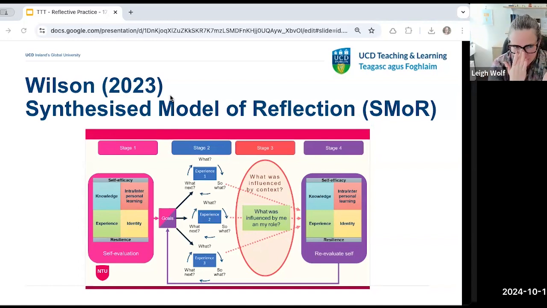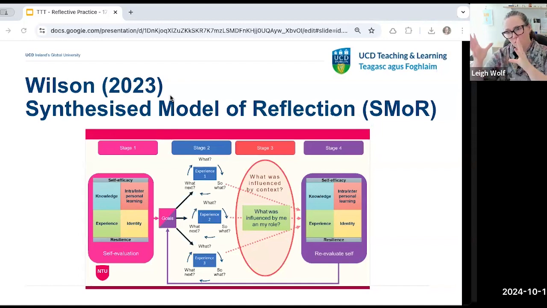Then stage two is having an experience, whether that be a lecture, a lab, an exam, modules, right? Things that you're going to experience in stage two. Stage 3, what was influenced by context and what was influenced by me in my role, is an interesting stage. And this is a stage where if you're, say, in a professional program that has external qualifications, you can look at external criteria and objectives and layer those into stage 3, where students and yourselves can look at your experiences compared to the standards.